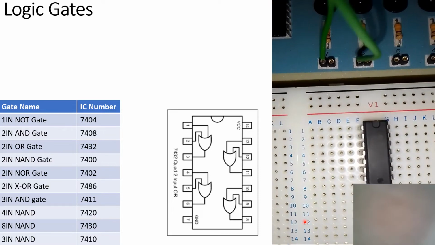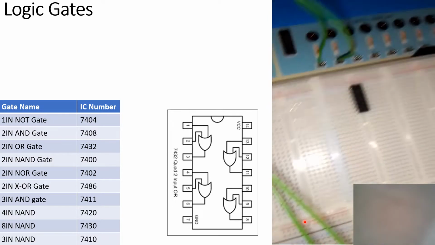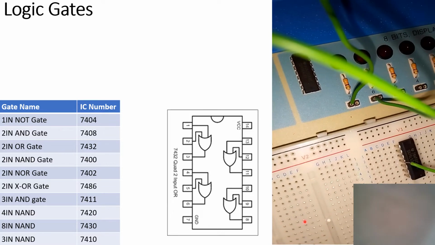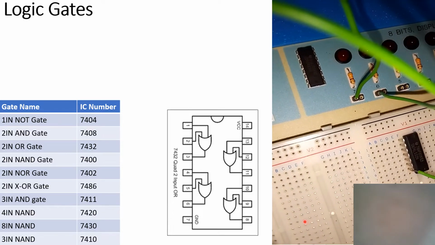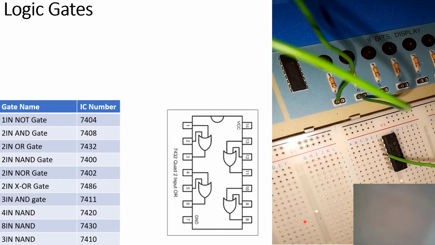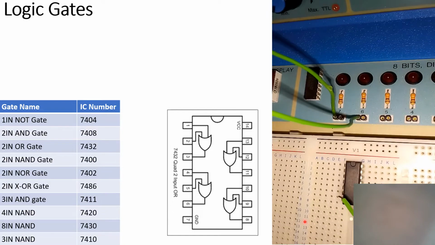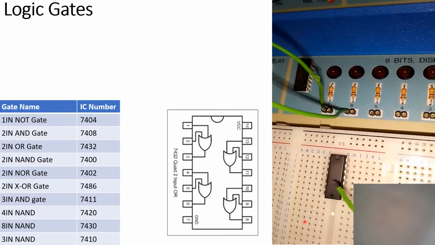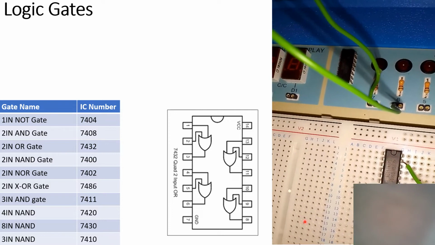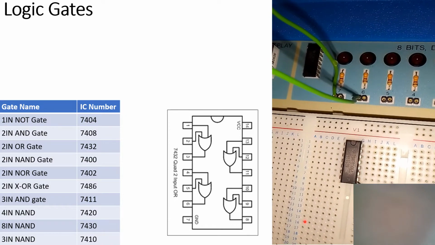It's 74LS32, which is an OR gate. So an OR gate, it accepts two inputs. So input 1, input 2, output, input 1, input 2, output, ground. Input 1, input 2, output, input 1, input 2, output, and then ground. And then we go the other side. Right. We say VCC, input 1, input 2, output, input 1, input 2, output.